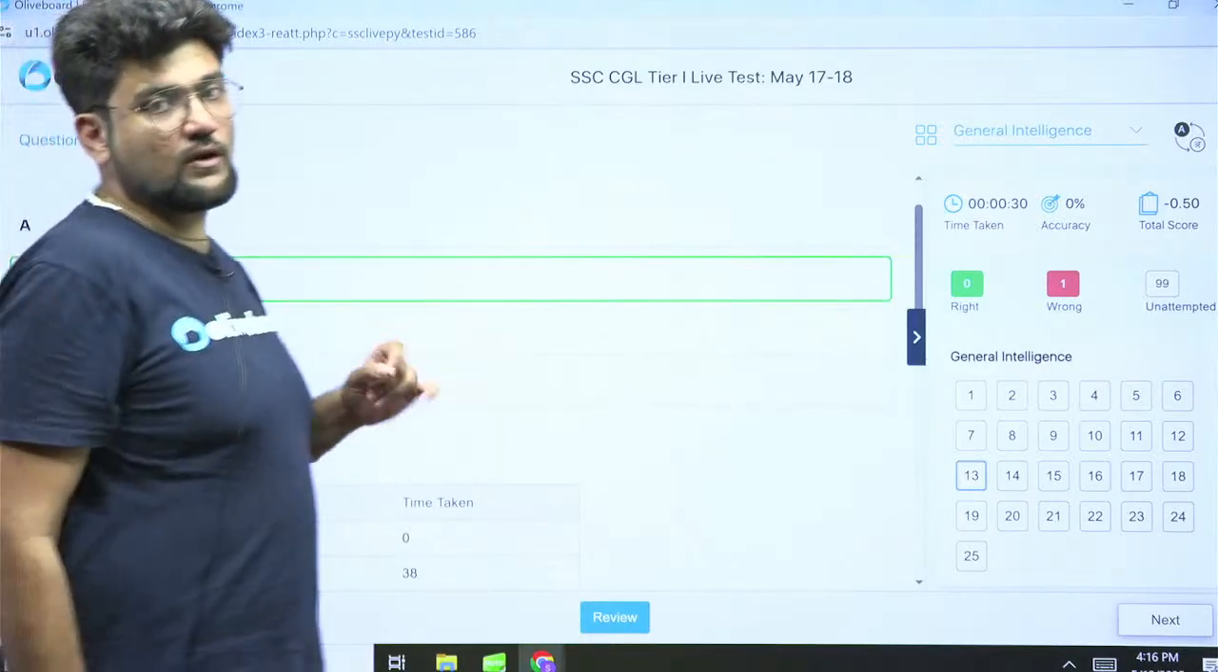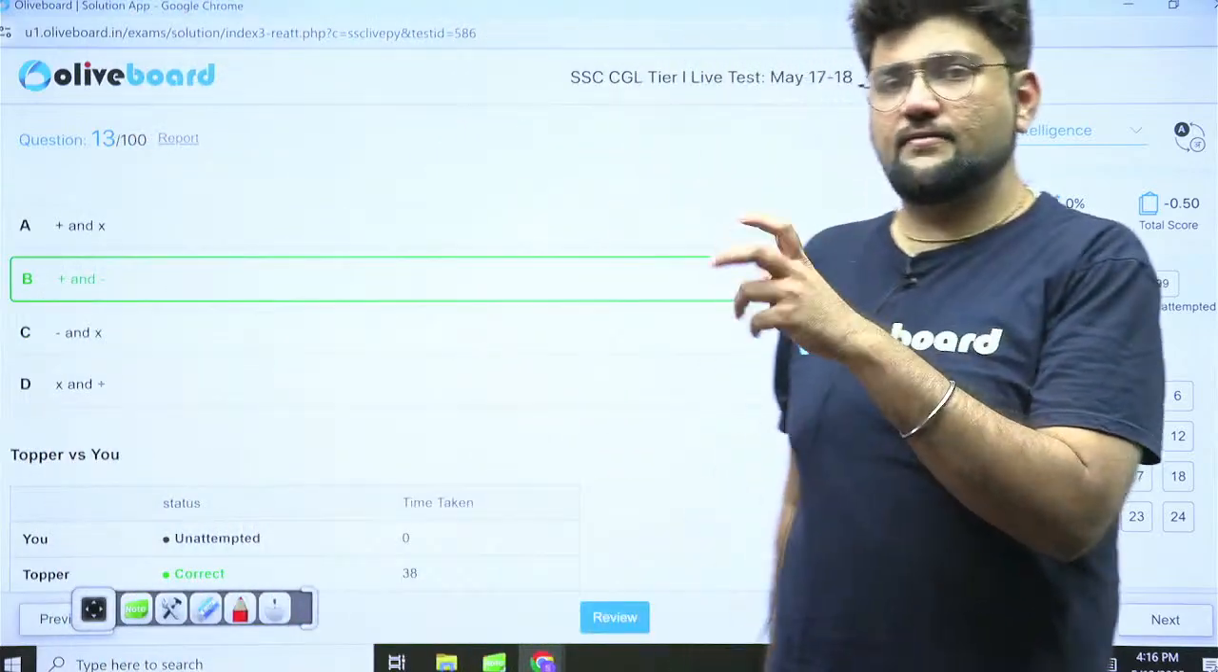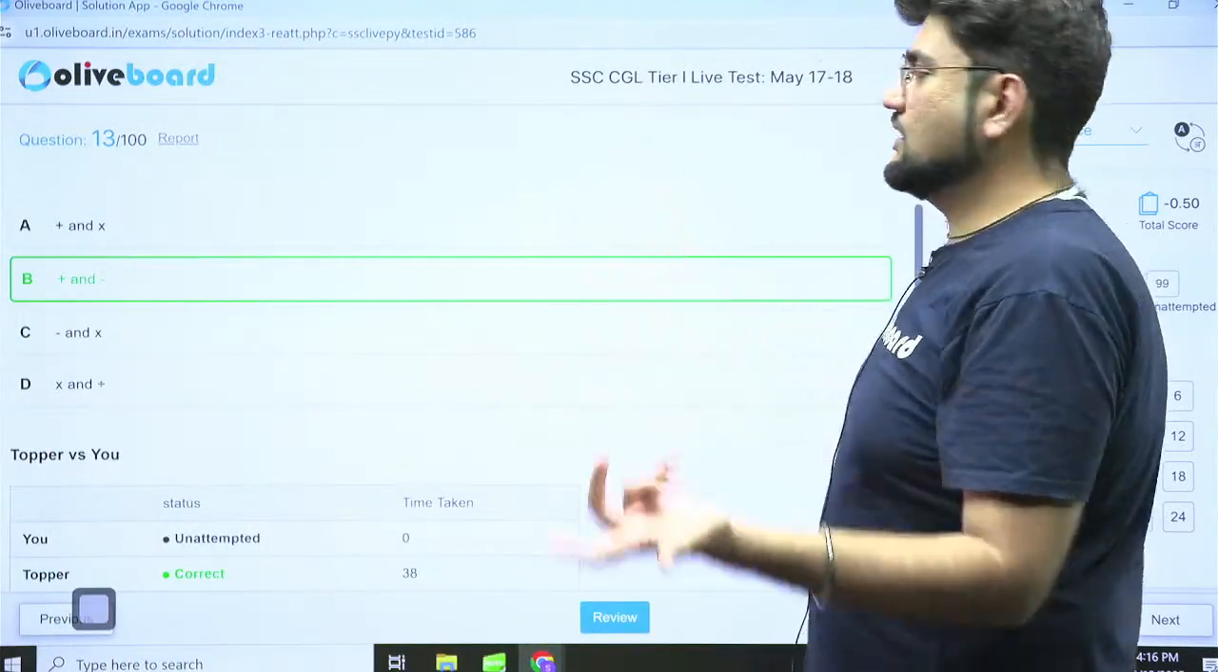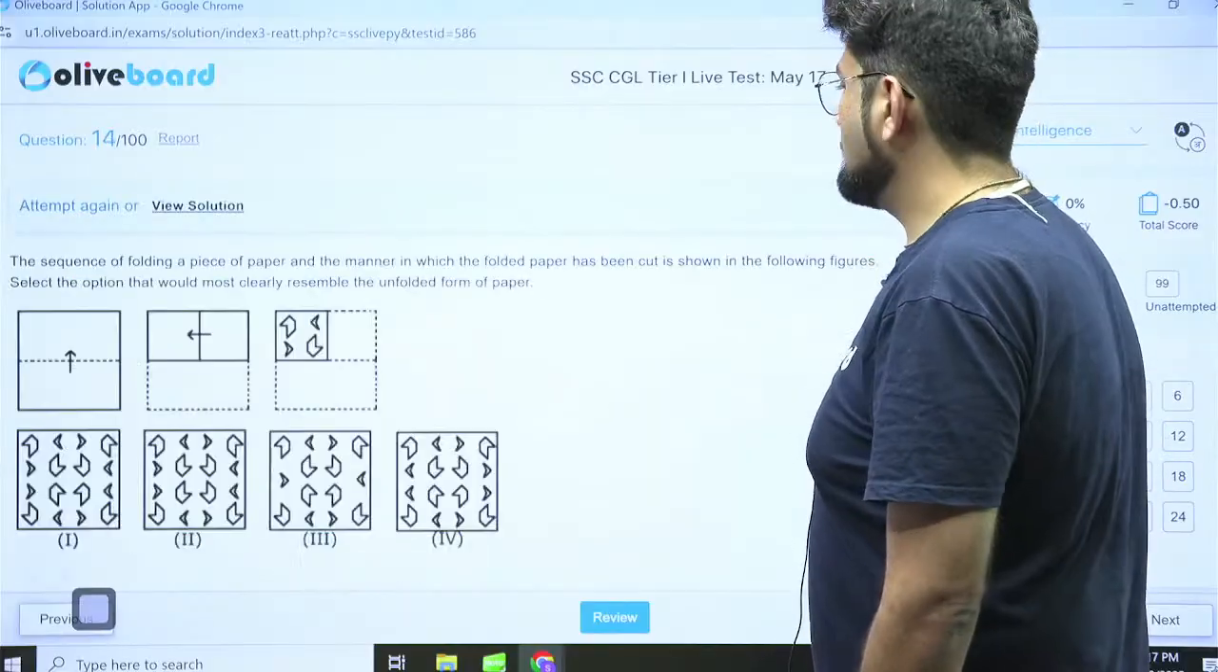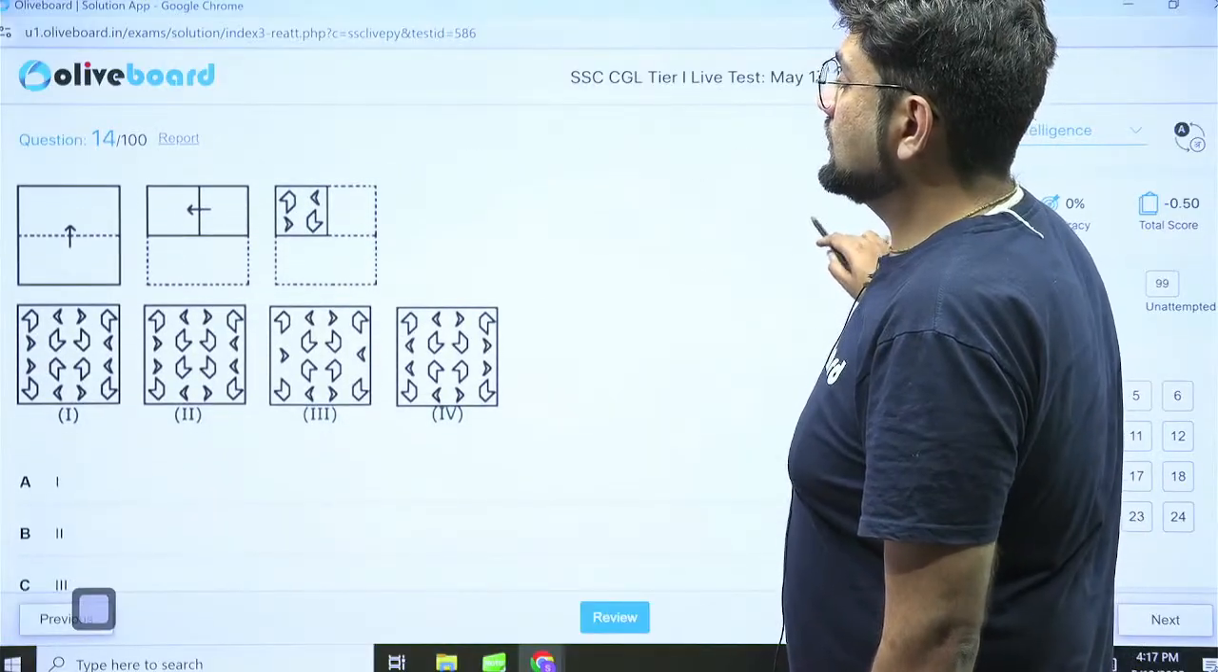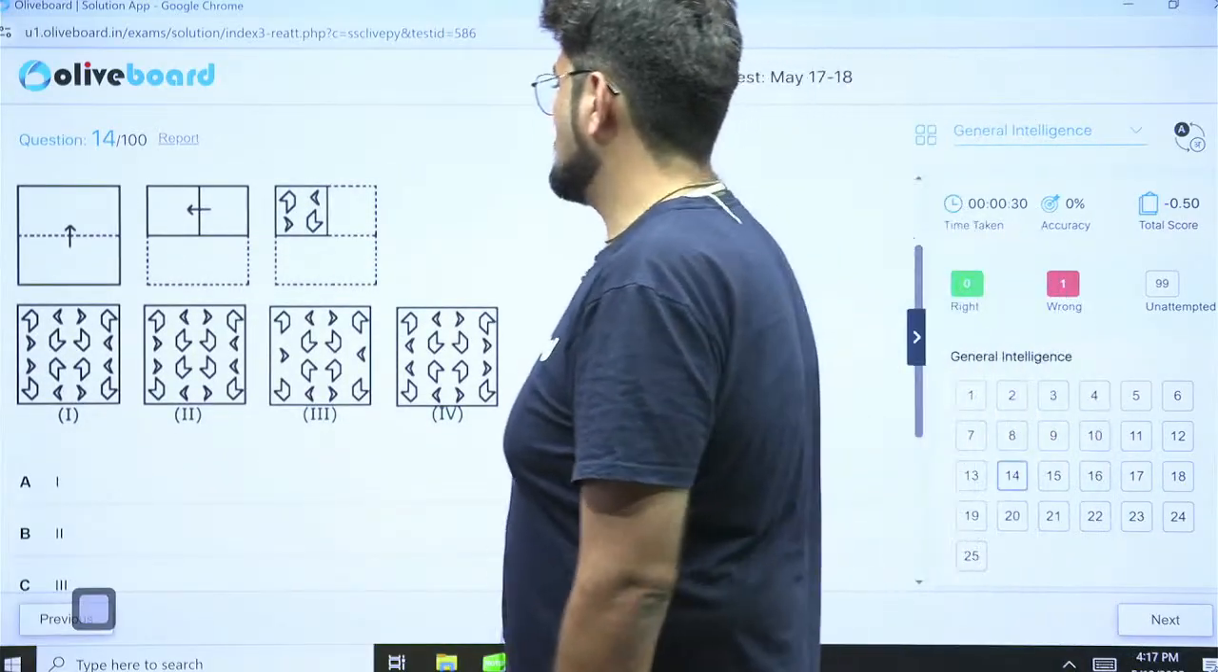I told you always check for what is wrong. We saw that the multiplication was pretty right, the division was pretty right. Only if we change plus and minus, you could have gotten the correct answer. Next. Paper cutting and folding. Simple symmetry should give you your answer.